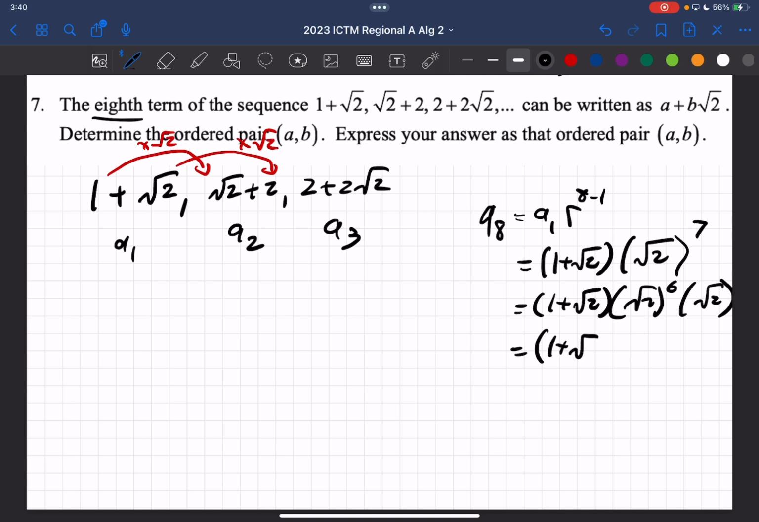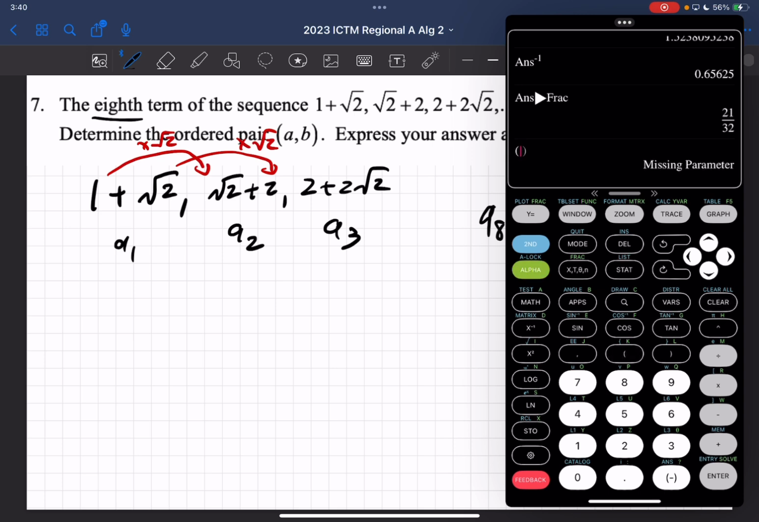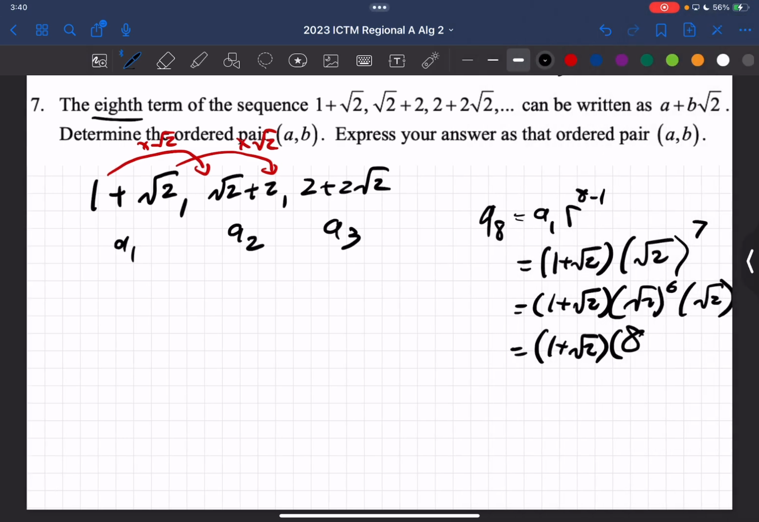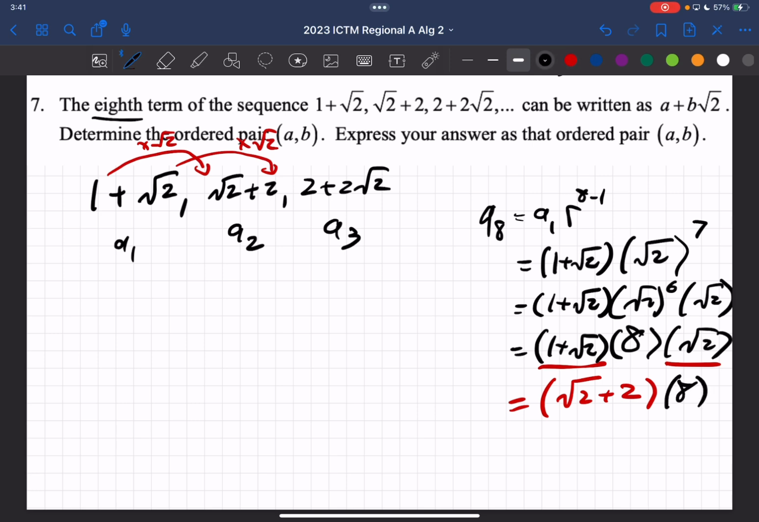So you have 1 plus square root of 2. Now square root of 2 raised to the 6th power, square root of 2 to the 6th, gives us 8. And then we still have that extra square root of 2 left behind. So now if I multiply square root of 2 onto these, we get square root of 2 plus 2, and then we multiply by 8. Now it can be written as a plus b square root of 2, so that means we start with 16 plus 8 square root of 2. So that means we get 16 comma 8 as one possible answer.